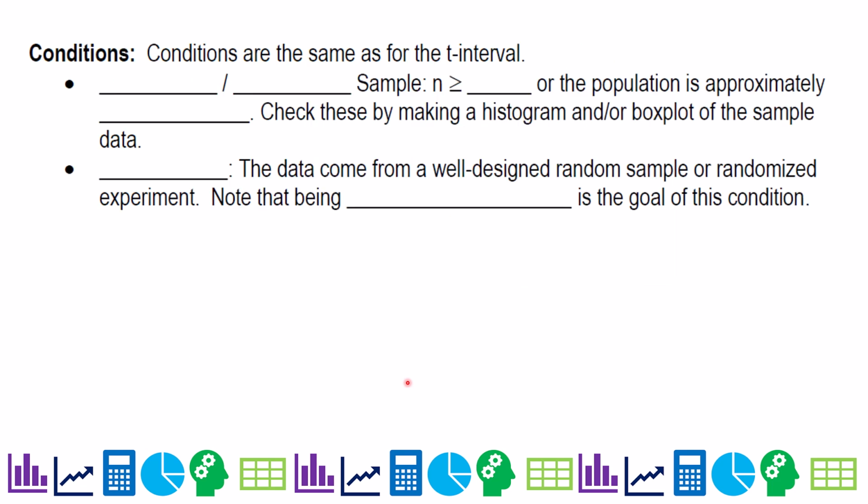Okay, so conditions are the same for t-tests as they are for t-intervals. We have the large normal condition, so n is greater than or equal to 30, and/or the population is approximately normal. Okay. We have the random condition. The data come from a well-designed random sample or randomized experiment. Note that being representative is the goal of this condition.